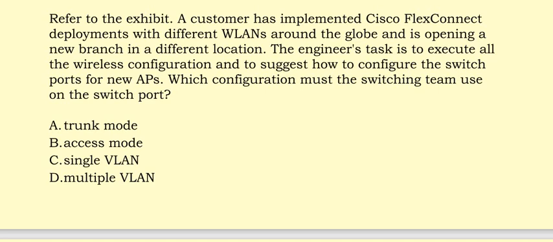Options are: Option A, trunk mode. Option B, access mode. Option C, single VLAN. And option D, multiple VLAN. The correct option is option A.